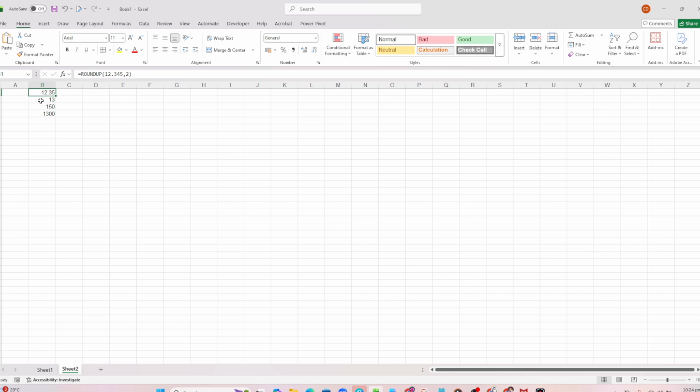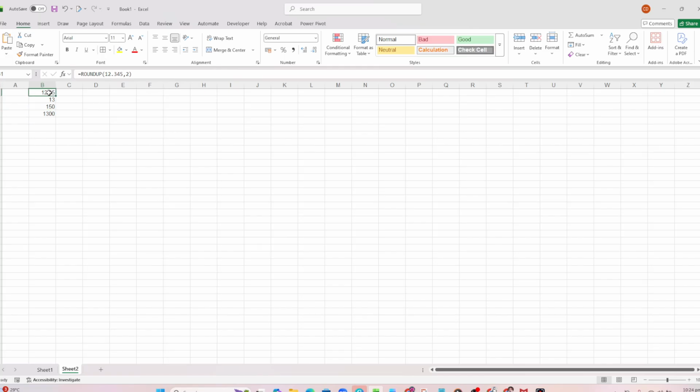It helps to understand how ROUNDUP differs from the regular ROUND function. ROUND follows normal rounding rules, going to the nearest value, so it may round down or up depending on the next digit. ROUNDUP, by contrast, always rounds away from 0. That means a tiny decimal still pushes the number higher, and the same logic applies to negative numbers as well.